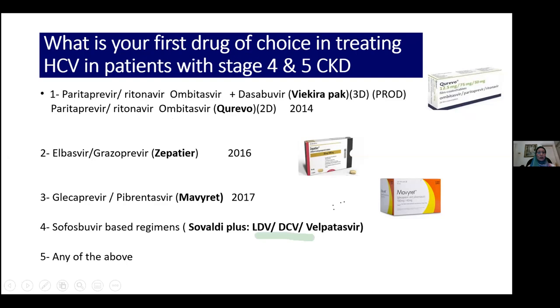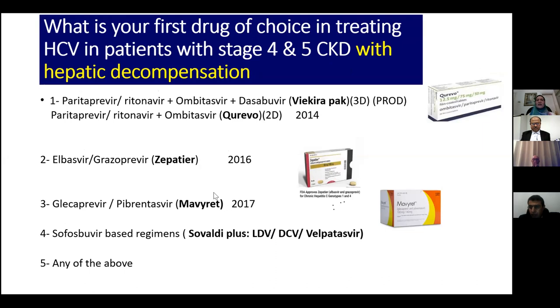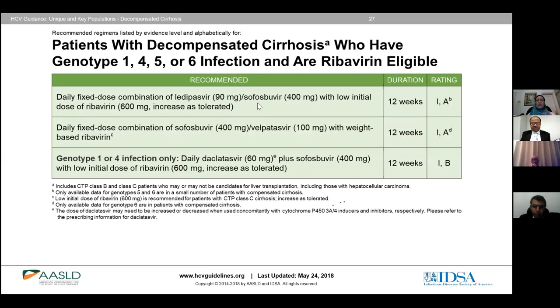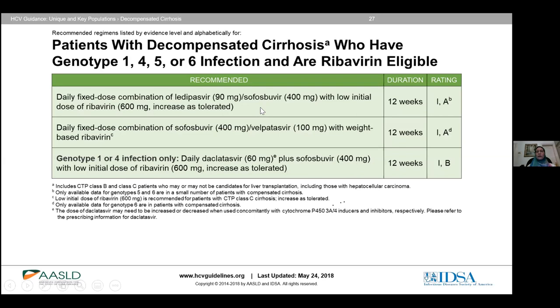And what if I give you the same question in patients with hepatic decompensation? I think you will all change your first drug of choice to sofosbuvir-based regimens. It's actually going to be the only drug of choice because you cannot use the other drugs in this particular group of patients. And according to the guidelines, you can use daily fixed dose sofosbuvir-based regimens. If ribavirin is eligible, you can use a small dose, you can give it for 12 weeks. And if not, then you extend the period to 24 weeks.